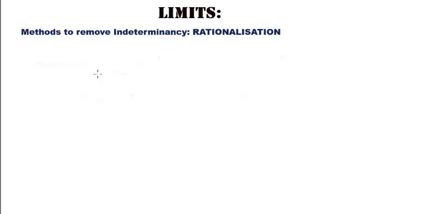So in this video we'll be learning one more method to remove indeterminacy, that is rationalization. Those who are new to the channel can go through the first two videos of limits. Their introduction and indeterminate forms is there, and the factorization method to remove indeterminacy is also there in the previous two videos. So let's start with the second method to remove indeterminacy, that is rationalization.